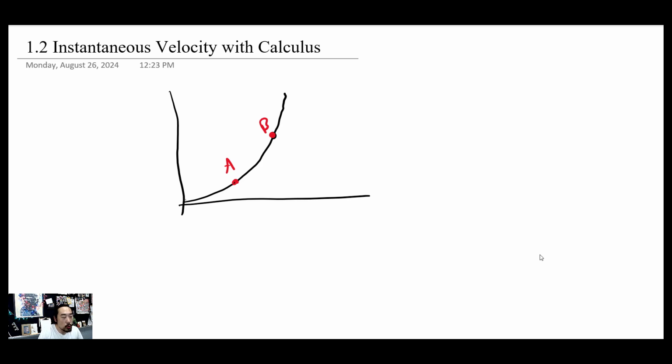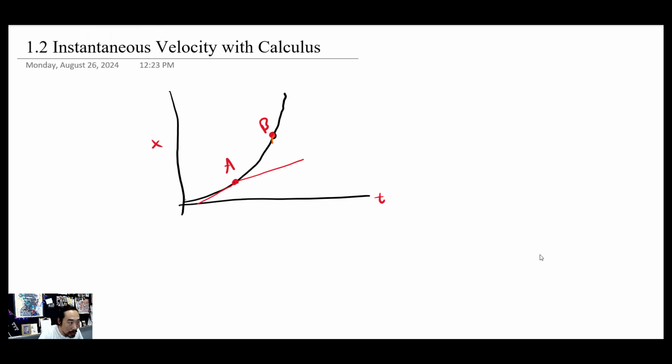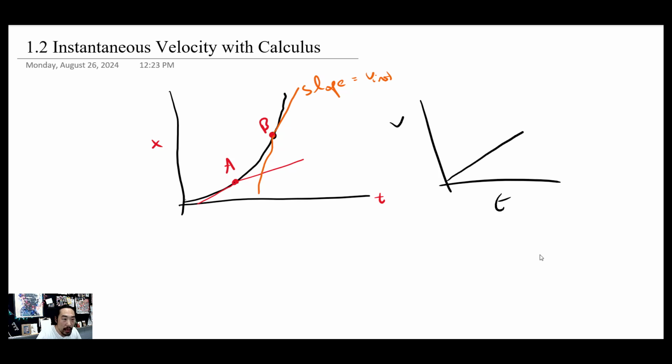So what we did in class is we took a look at point A and found the tangent line of that point. If this is a position time graph, that tangent line is the velocity at that moment of time. We did the same for point B: the slope of the tangent line at point B is the instantaneous velocity at that moment of time. After that, we created a velocity time graph with all those points, and we found that it was actually a linear line.